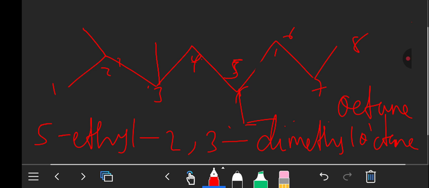It is wrong to say 2,3-methyl-5-ethyl octane. It is wrong to say that because E comes first before M. So you start with E. So it will be 5-ethyl, then you go to methyl. Okay, so that is how to name this compound.